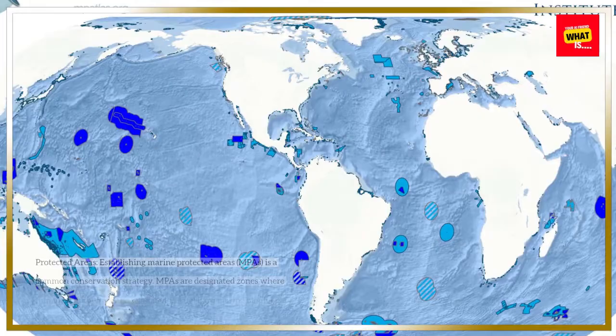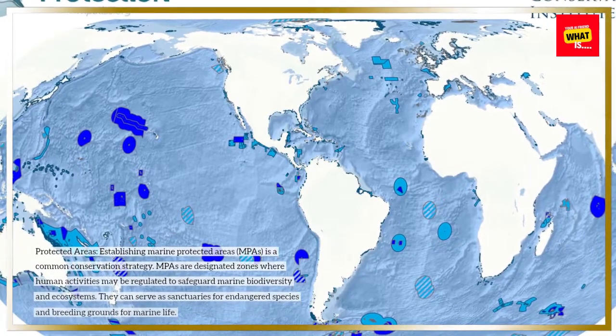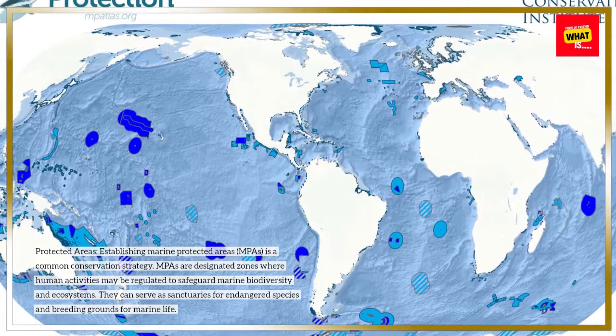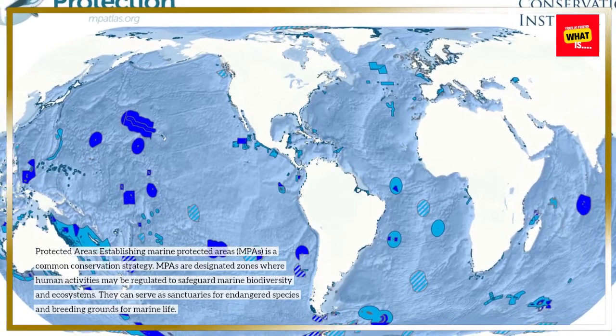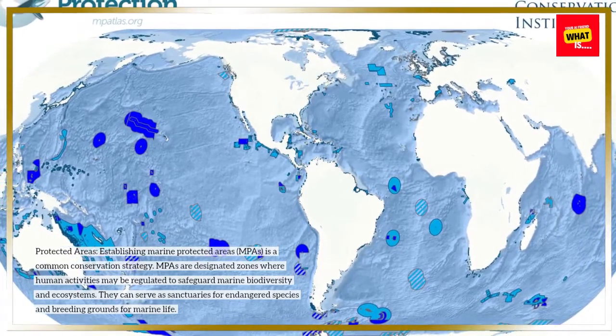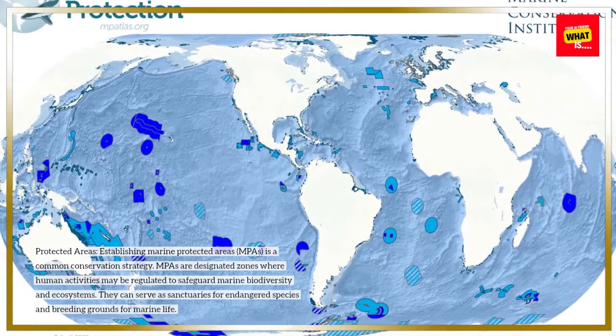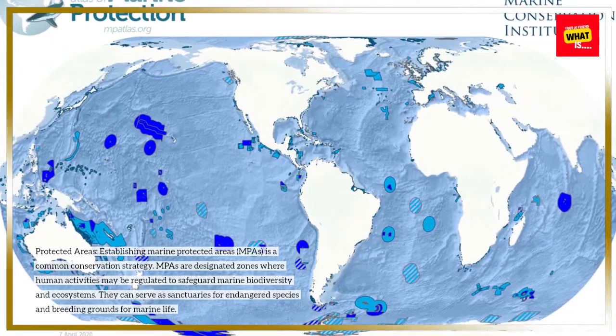Protected areas. Establishing marine protected areas, MPAs, is a common conservation strategy. MPAs are designated zones where human activities may be regulated to safeguard marine biodiversity and ecosystems. They can serve as sanctuaries for endangered species and breeding grounds for marine life.